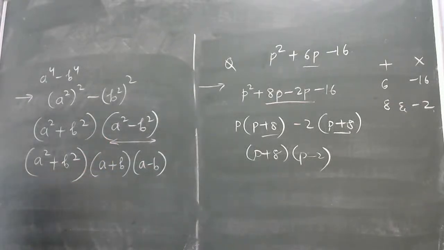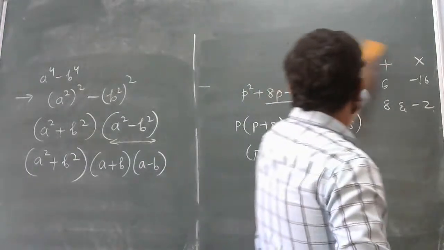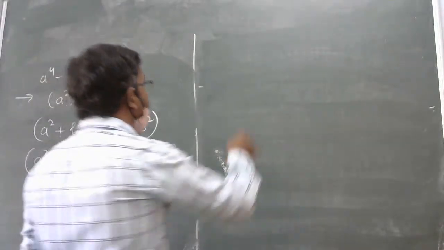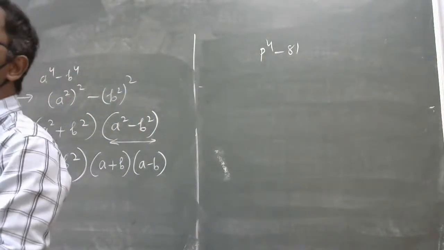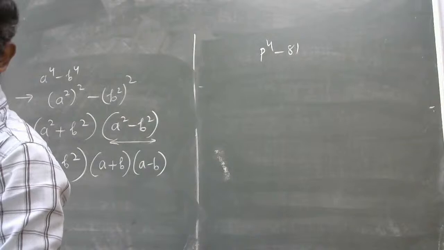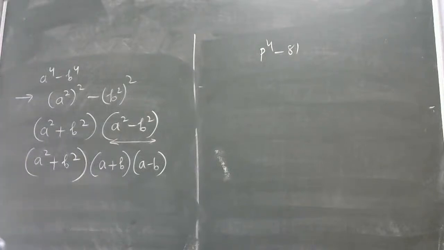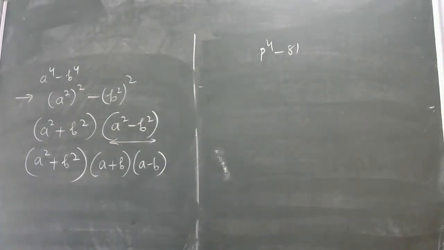In the previous question also we have done that, but we have simplified that. We should not simplify that. Okay. So we take a similar question. P to the power of 4 minus 81. What is the answer?